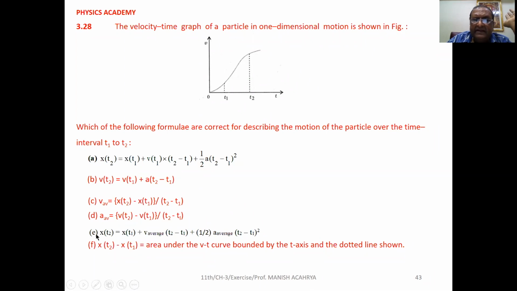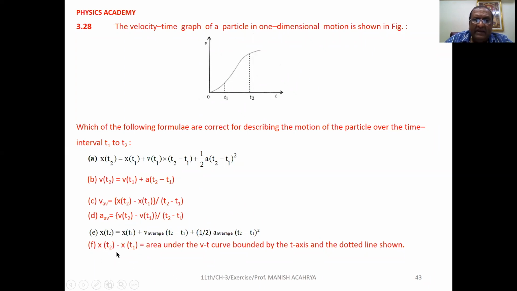Okay. Then E, x at t2 equal to x at t1 plus v average times (t2 minus t1) plus half a average times (t2 minus t1) square. For average velocity and average acceleration, this type of formula is not there in physics, and therefore this one is also not correct.